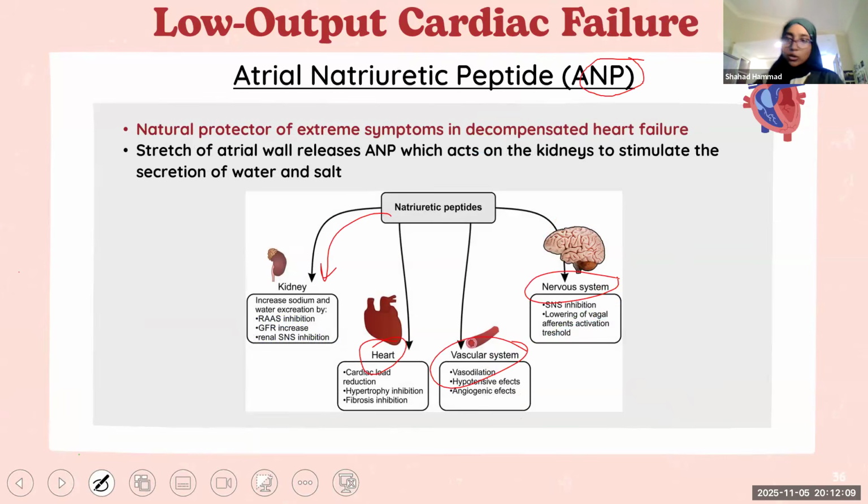This is just something you need to know if they ask in the exam the role of ANP, or how the body knows when to respond to heart failure. Just know that it is because of the stretch of the wall in the right atrium, and the stretch will cause the release of ANP, and this ANP will go work on the rest of the body.